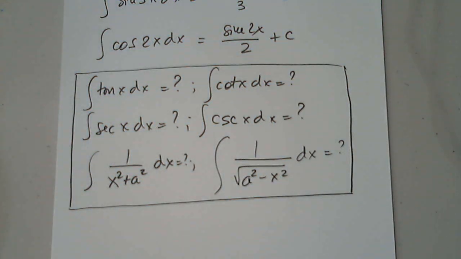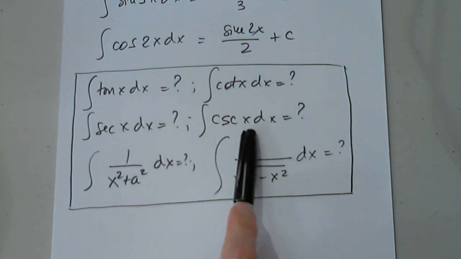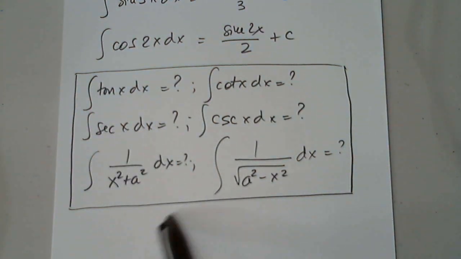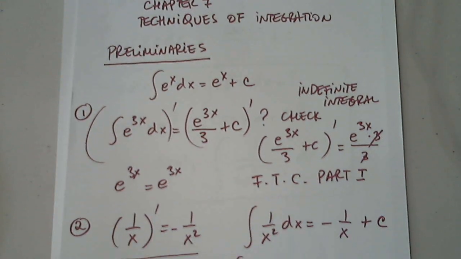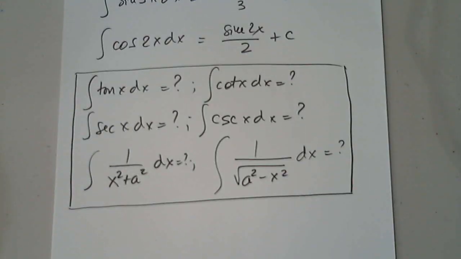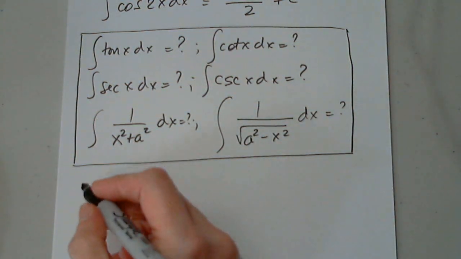Okay, moving on. So let's start with tangent and then cotangent, secant, cosecant, and then these two. And then we can say that we exhausted the preliminaries and we can start section 7.1. So that's the idea. That's what I'm trying to do now. So let's start with tangent.